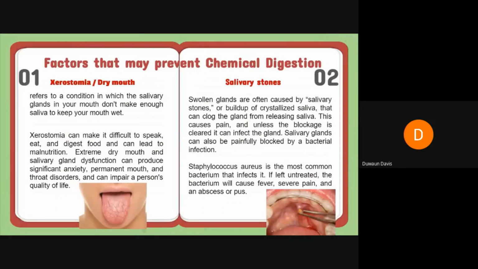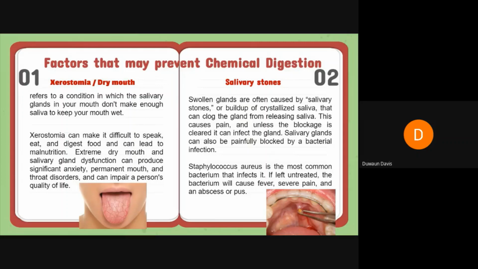So, factors that may prevent chemical digestion. Factor 1 would be xerostomia, also known as dry mouth. So, this is a condition in which your salivary glands in your mouth do not make enough saliva to keep your mouth wet. Xerostomia can make it difficult to speak, eat, and digest food, and it can also lead to malnutrition.